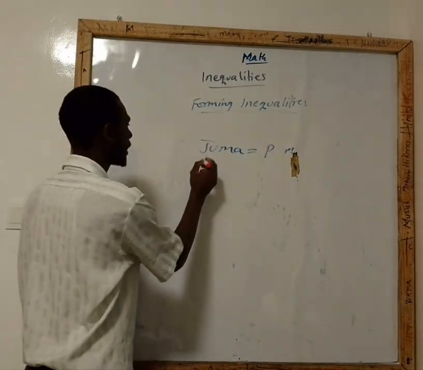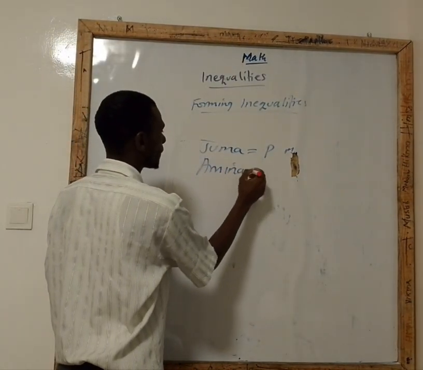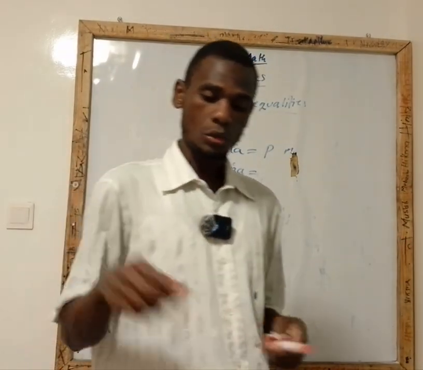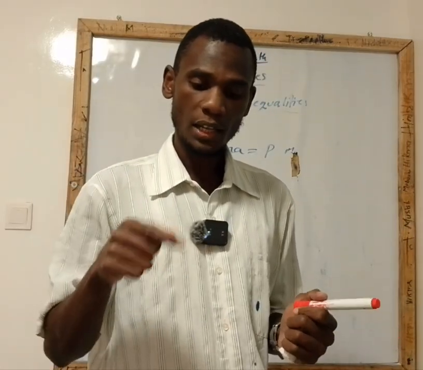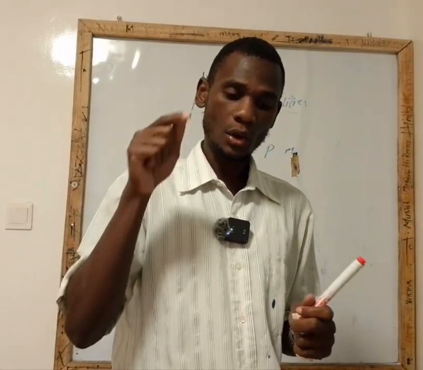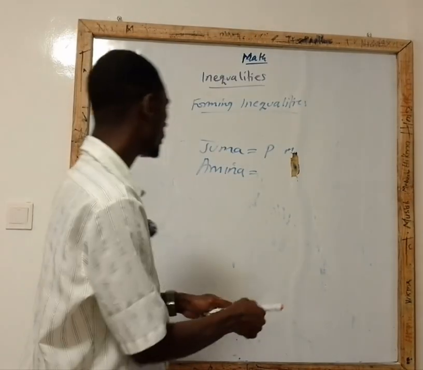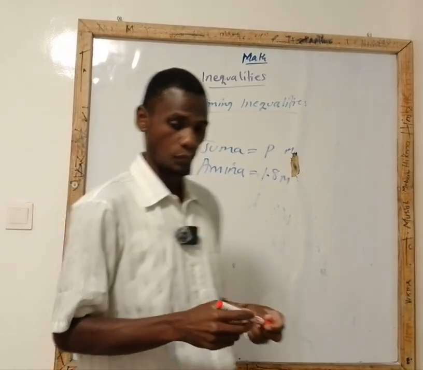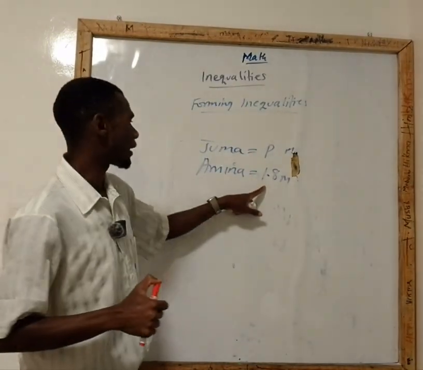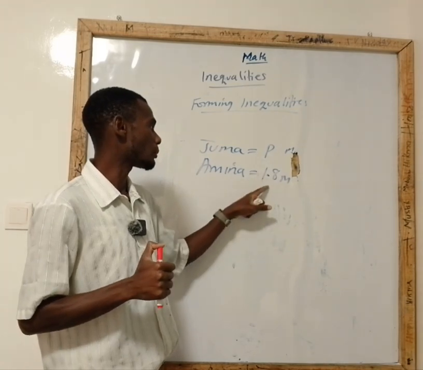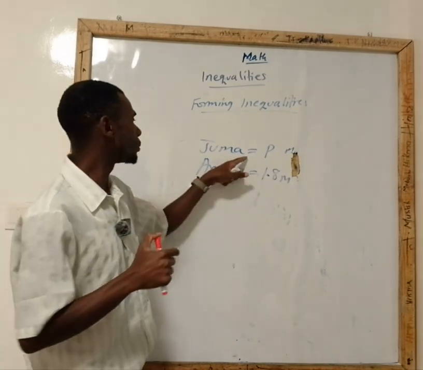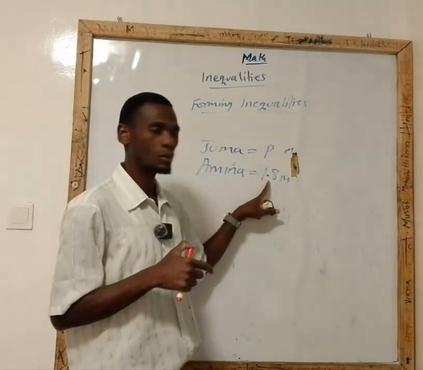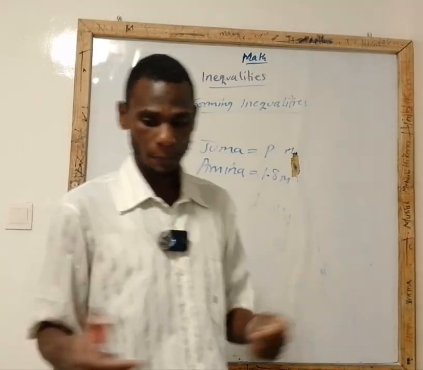Juma, who is P meters tall, is taller than Amina. So there's another person here, Amina. Amina, we have not been told, so you continue with the sentence to give you what has been given there. Juma, who is P meters tall, is taller than Amina, full stop. Amina is 1.8 meters tall. So remember, Juma is taller than Amina, but Amina is 1.8 meters tall. That means Juma is either 1.9 or 2, anything more than 1.8, because he is taller than Amina.